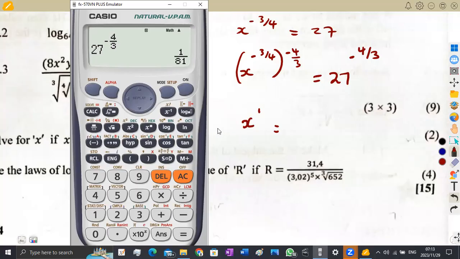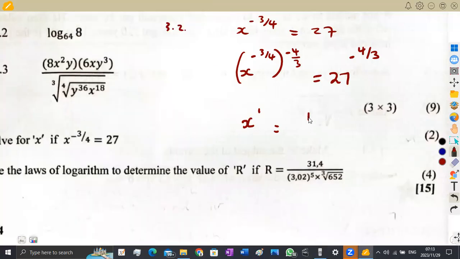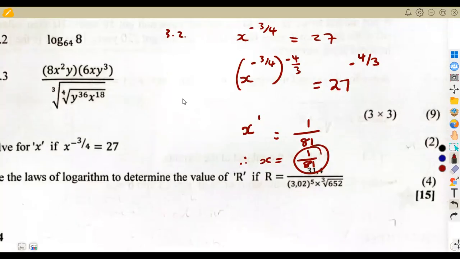This will give us what? 1 over 81. That's the value of x. So therefore, our x is 1 over 81. Okay? So that's how they can give us questions of this nature. So you can evaluate that way.